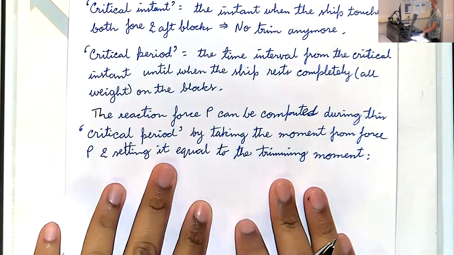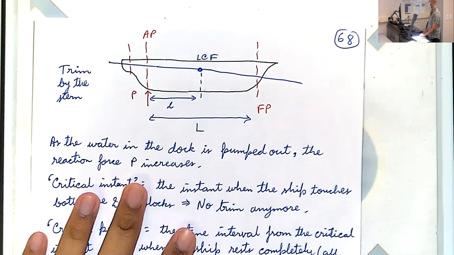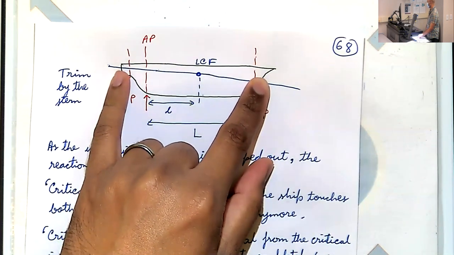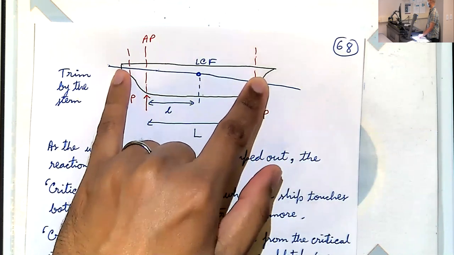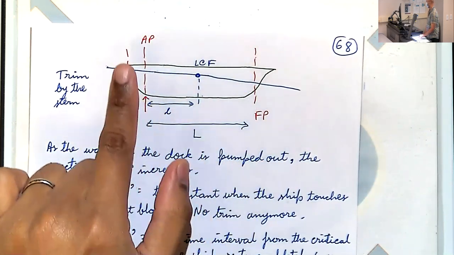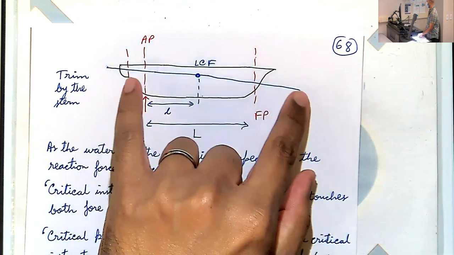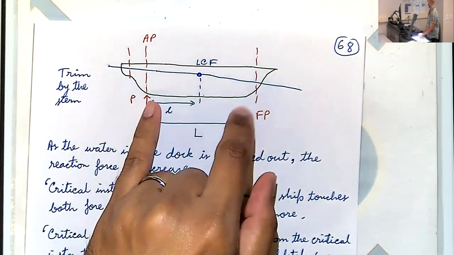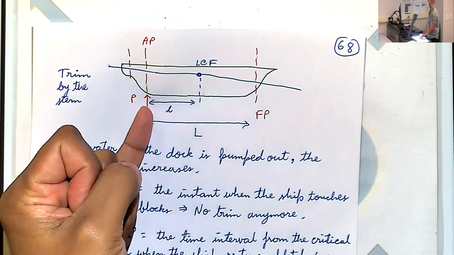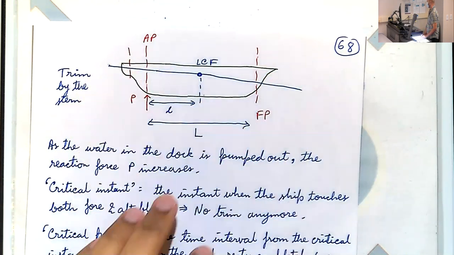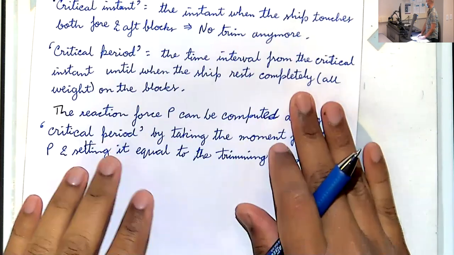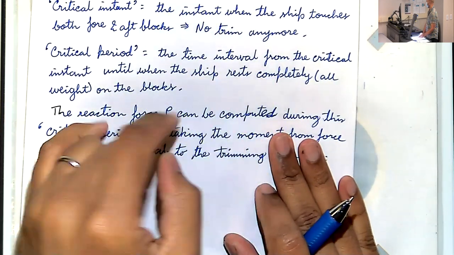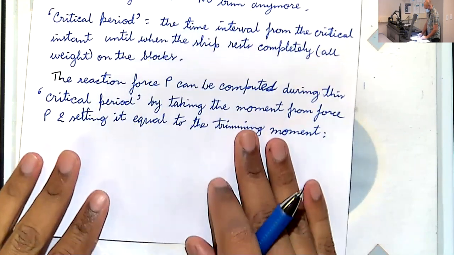So let me bring back the sketch for a second. So non-zero trim, right? And if we know the MCTC, moment required to change trim by 1 centimeter, we can figure out how much moment we need to get rid of this trim, right? We can measure initially what was the trim and how much moment we need to get rid of the trim. So that's exactly equal to how much moment P will exert at the moment when you're even keeled again, okay? So at the end of the critical period, when the ship rests completely, both aft and forward on the blocks. So that's what this statement means.